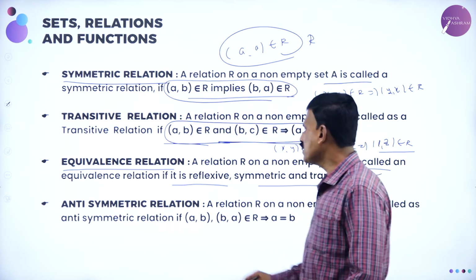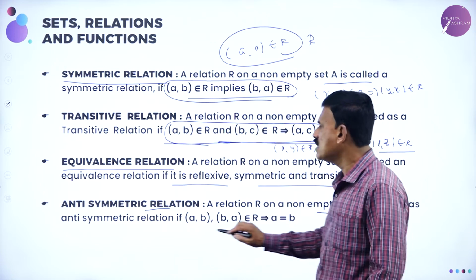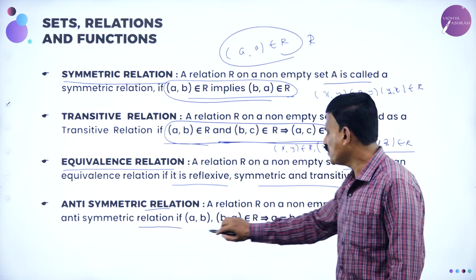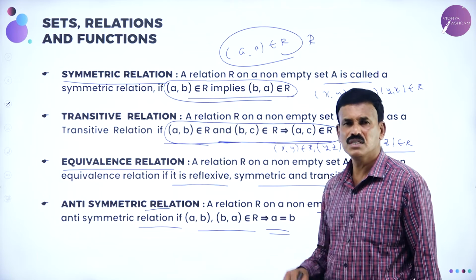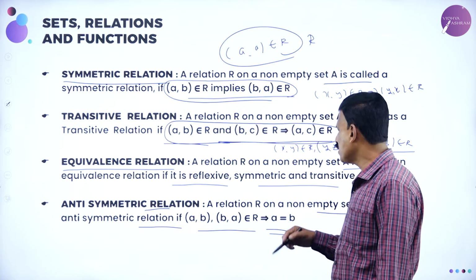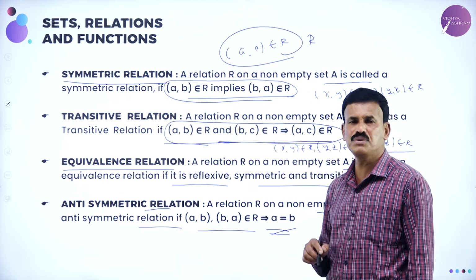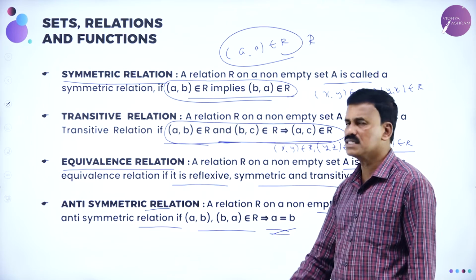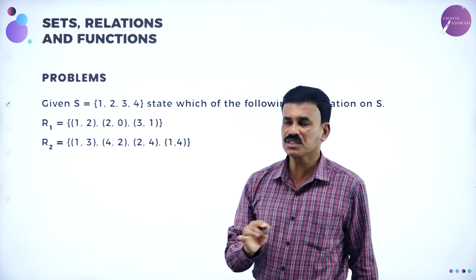Now, antisymmetric relation. A relation R on a non-empty set A is called an antisymmetric relation if (a, b) and (b, a) belong to R implies a is equal to b. If (a, b) and (b, a) both belong to the relation and a is equal to b, such a relation is called an antisymmetric relation.